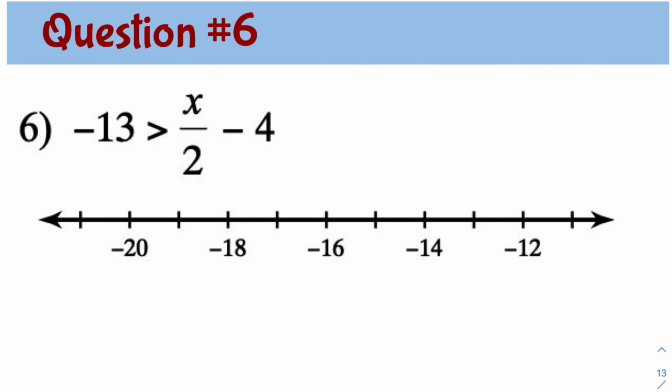Question number 6. Negative 13 is greater than x over 2 minus 4. The first thing that we need to do is, again, the inverse of minus 4, which is adding 4 to both sides of the equation.